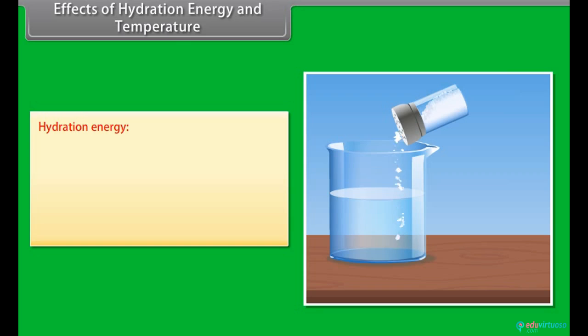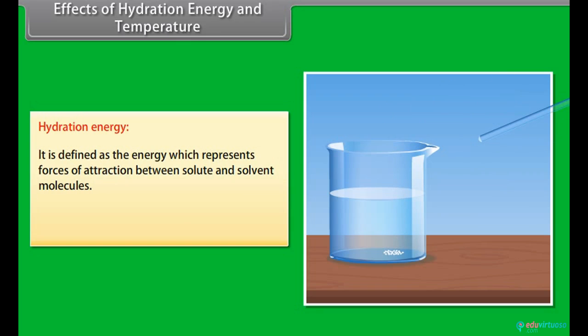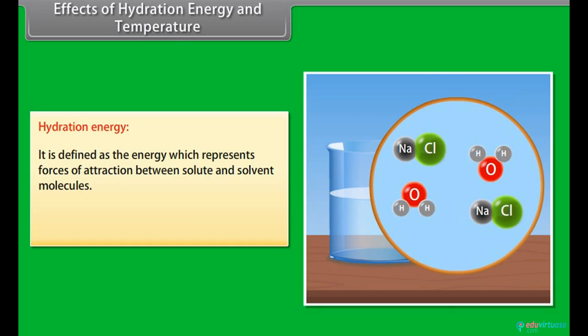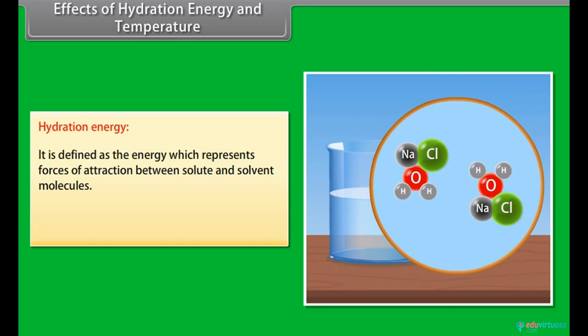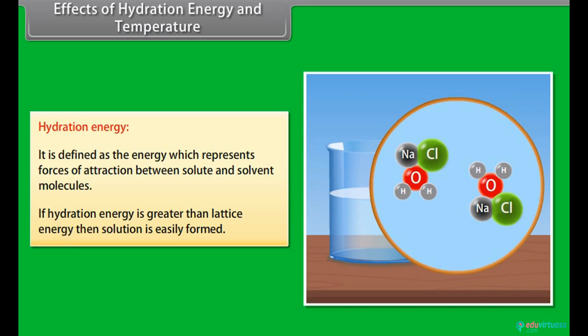Effects of hydration energy and temperature. Hydration energy is defined as the energy which represents forces of attraction between solute and solvent molecules. If hydration energy is greater than lattice energy, then the solution is easily formed.